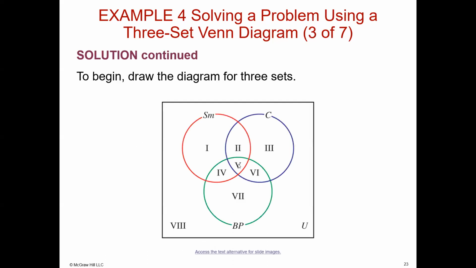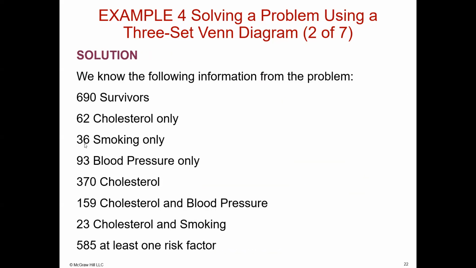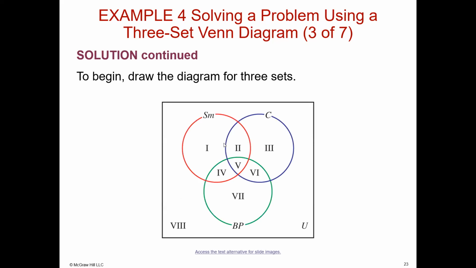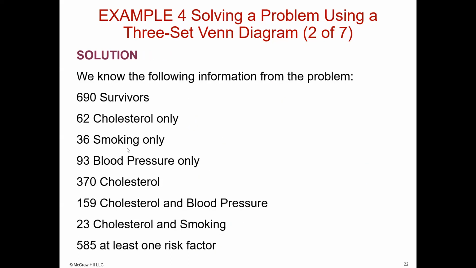So 93 would go in what region? Only for blood pressure. Region 7. You are correct. 36 only had smoking issues. 36 would go in what region? Only smoking. Region 1. All right. We're beginning to, like I said, crack the ice.